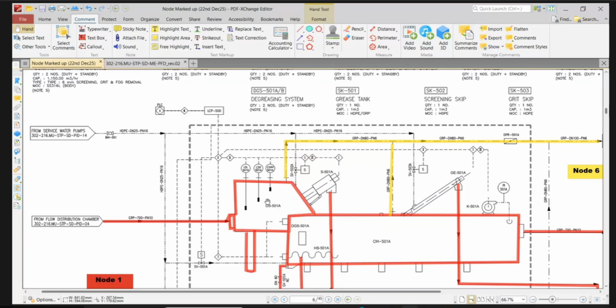See, this machine, like a screen, like a mesh. So that one is closed with the solid. What's happening with the water? Up. So this machine will work on the level.